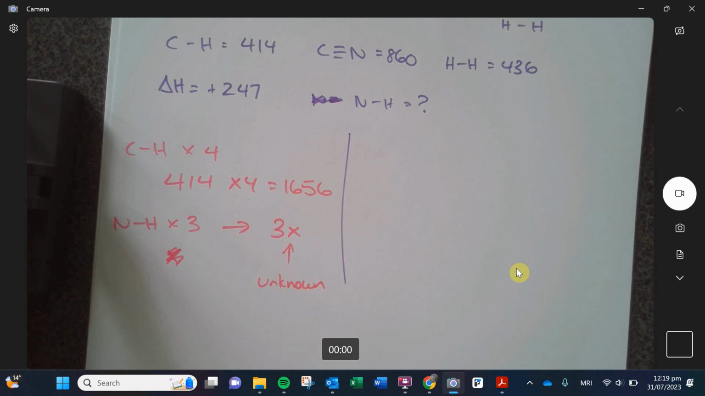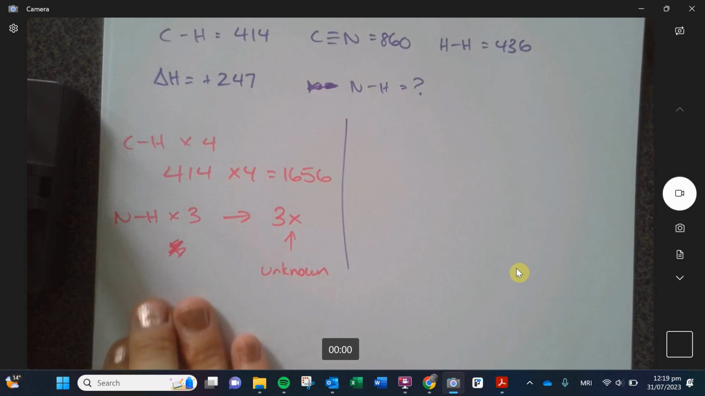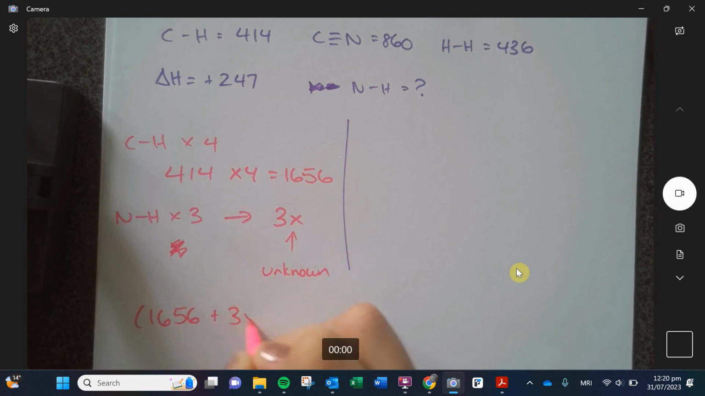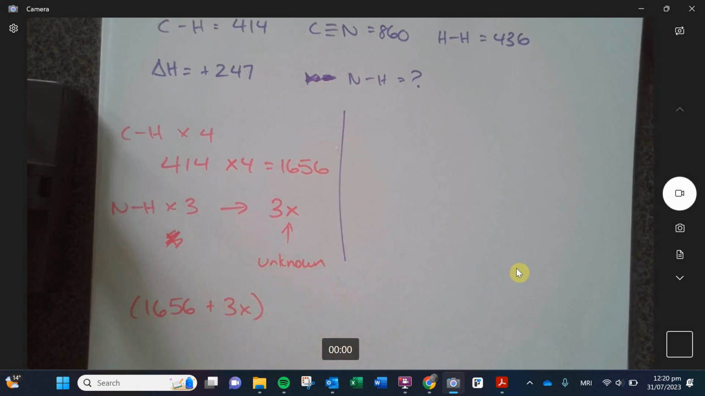Are we okay so far? Okay. So if I was just going to write this down as a summary, because I don't know that number, this side would be 1,656 plus 3x. That's what I'm going to use for that side.